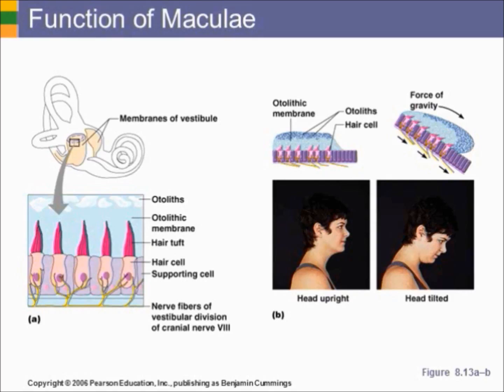Now, if you tip your head forward, like this, the force of gravity is going to pull that jelly-like otolithic membrane to one side, and as it does, those otoliths are going to press against those hair tufts and send a new message to your brain that your brain interprets as, okay, I'm tipping down. And this still connects to the vestibular portion of cranial nerve number 8. So this explains our head positioning, or our static balance.